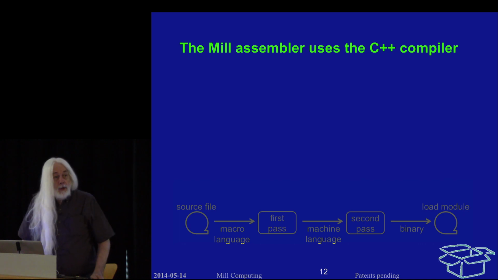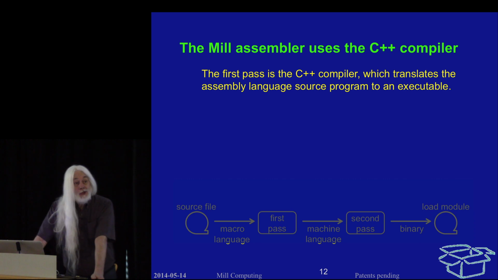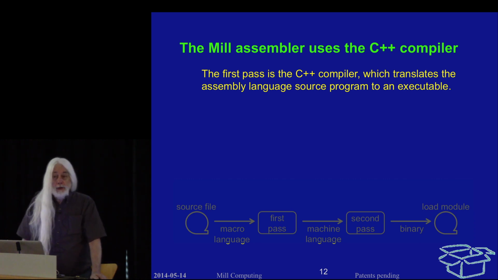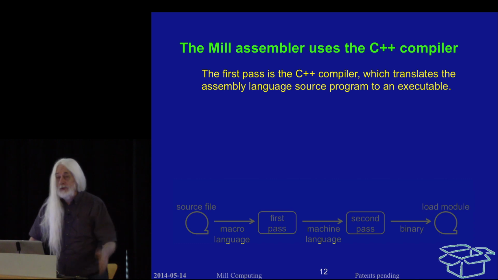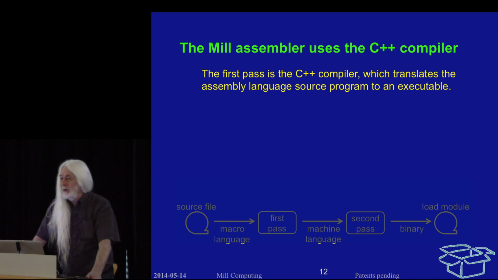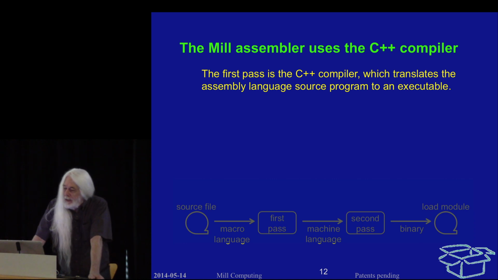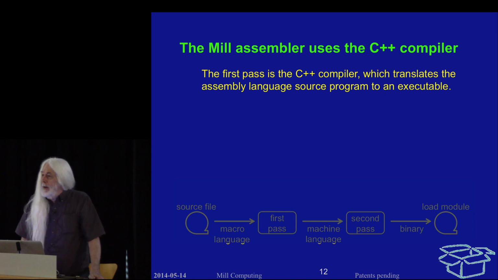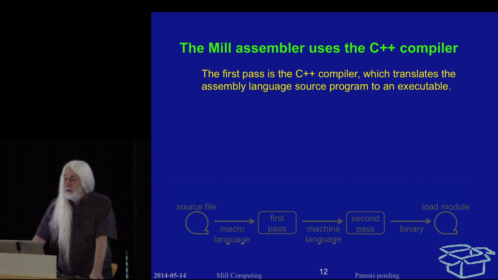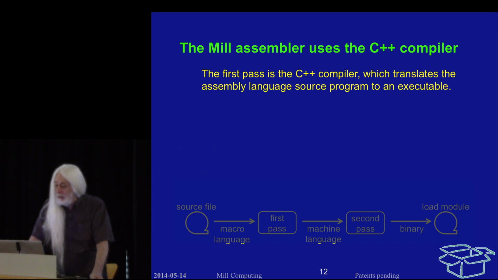The Milcom assembler uses a C++ compiler. The first pass is, in fact, the C++ compiler. We use both GCC and LLVM. It does not matter, and you could use your own C++, whatever you prefer. It translates programs written in assembly language into an executable, because the assembly language in fact has the syntax of C++, and you can compile it, and the compile will produce an executable.